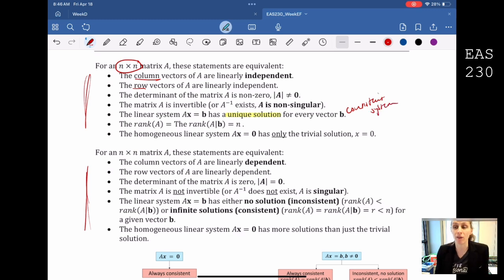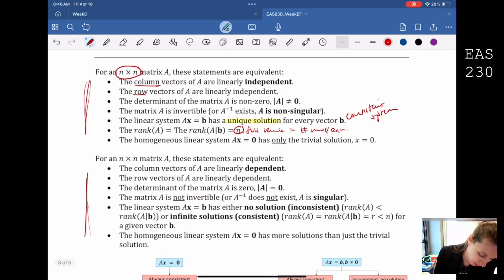And it doesn't matter what my B vector is. For every B vector, B can be whatever. If A is invertible, I have a unique solution. It also means the rank of A equals the rank of AB, and that's a full rank. So equals n means it's a full rank, equal to the number of rows or equations. And then if I have a homogeneous system, so a homogeneous system is where my B vector is 0.